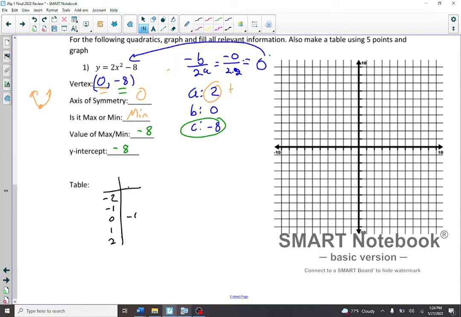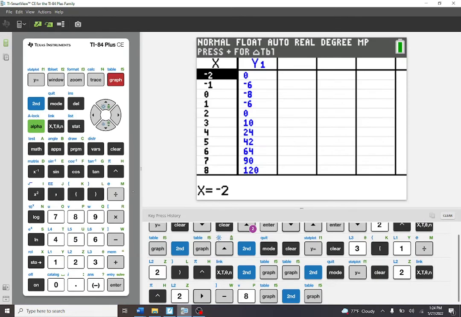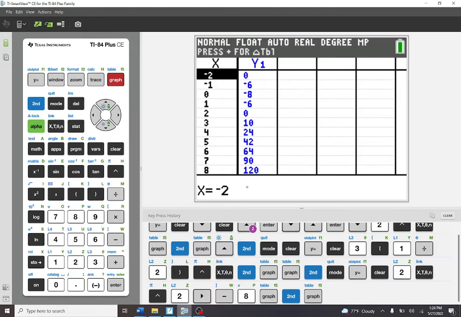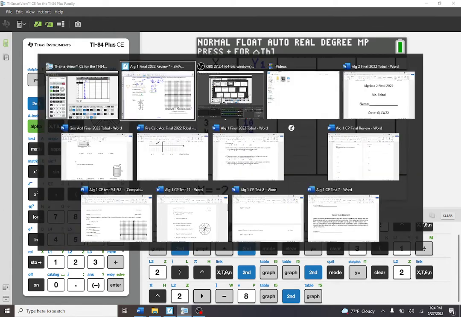And I always want to put my vertex in the middle. So 0, comma, negative 8 is in the middle. The next one I'll show you when we move it. But let's use the calculator to our advantage. 0, negative 6, negative 6, 0. And I can see that at negative 2 to 2. So be able to read the table.